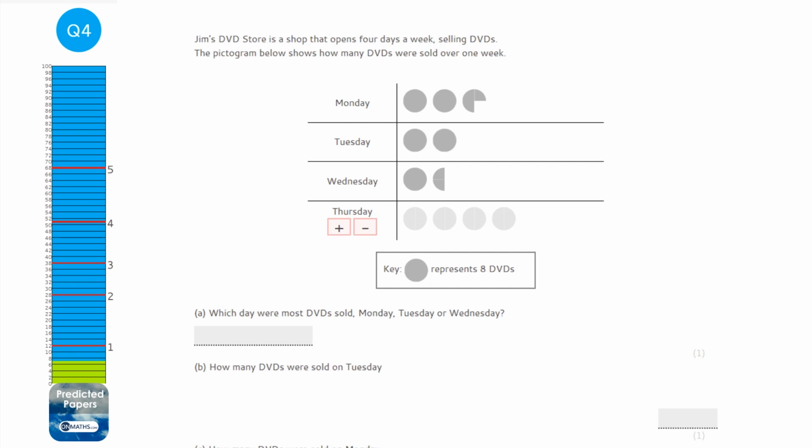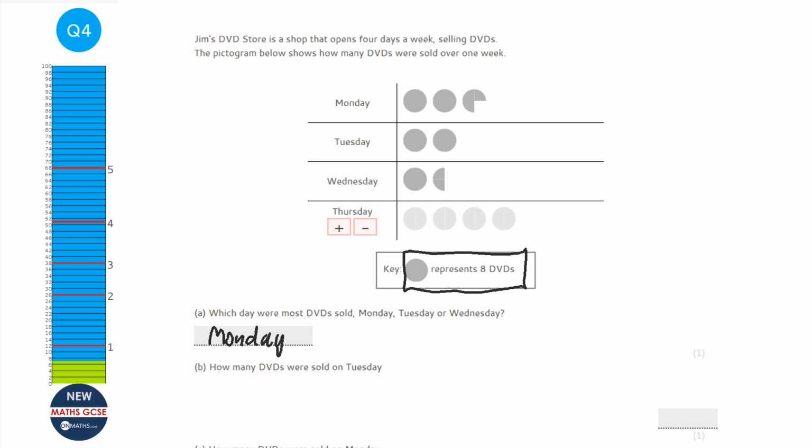The first thing to look at with a pictogram, which this is, is the key. Now the key tells us what each picture represents. So if you have a look at the key here, it says each circle represents 8 DVDs. Now that's the complete circle. So it says, what day are the most DVDs sold? Monday, Tuesday or Wednesday? Well, you can always just look at which has the most shapes. Now Tuesday has 2, Wednesday has 1.5, but Monday has over 2, 2 3/4. So it's definitely going to be Monday, because it's got the most circles.